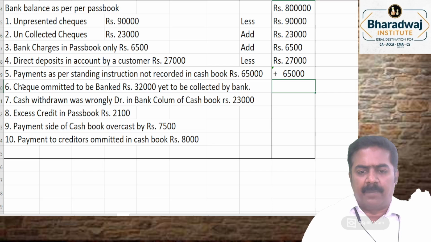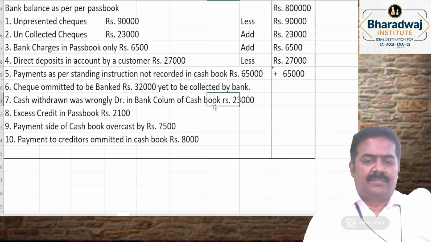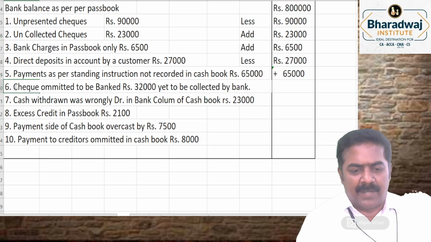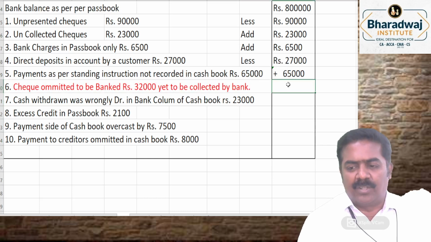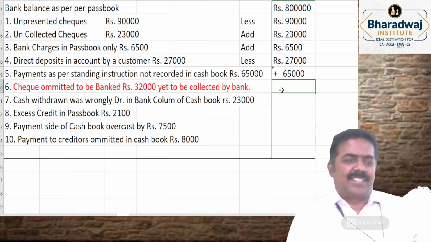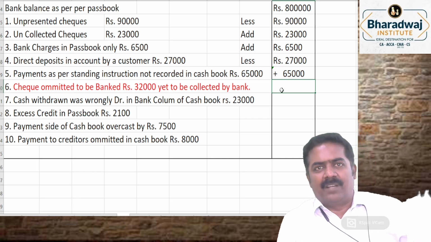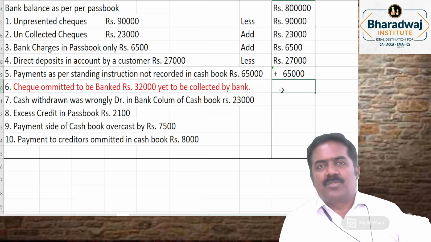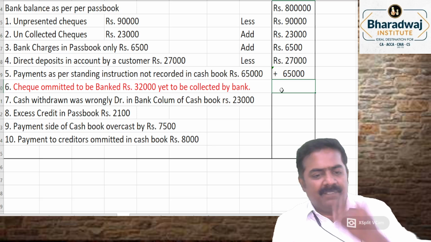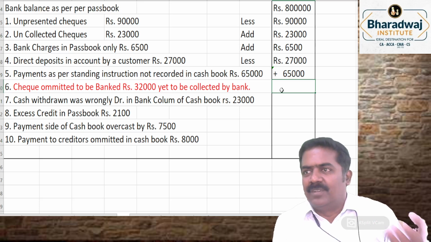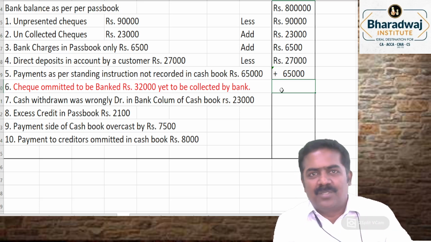Checks omitted by the bank, omitted to be banked and not collected by the bank. Think பண்ணுங்க. Checks omitted to be banked na customer bankல அது டெபாசிட்டும் பண்ணல, நம்ம கலெக்டும் பண்ணல. No reconciliation. அப்போ நம்ம கலெக்டும் பண்ணல. So it will not have any effect. Whether customer has added or reduced something? No. Whether we have added or reduced something? No. So no reconciliation there.